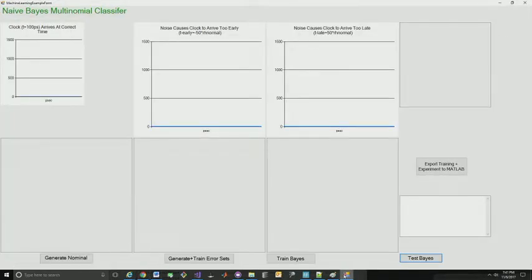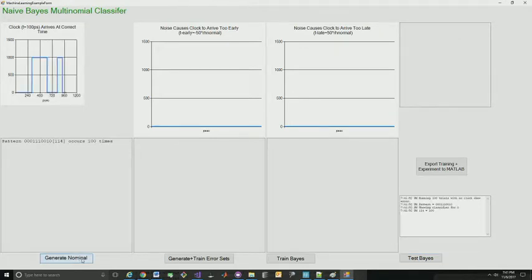So here's the sample program running in Visual Studio with the source code available on GitHub. The first thing we're going to do is generate a nominal case. So in this case, we've shown the waveform up here that we've sampled. And this is the output waveform after the flop. As we expect in the nominal case, where we're assuming no clock skew, we get the same value every time. We've sampled 100 times.